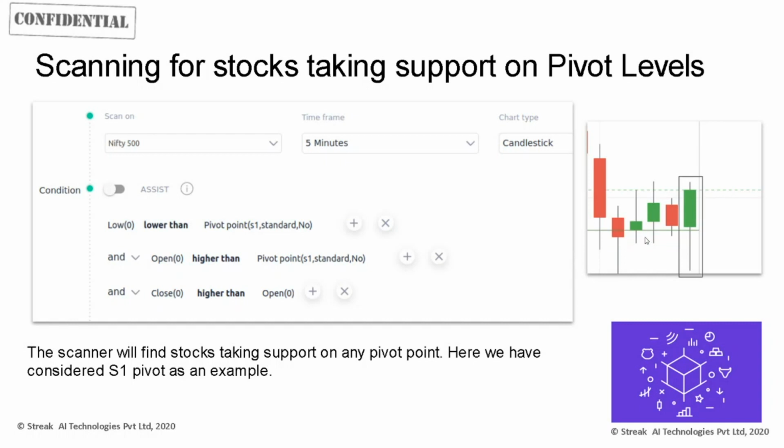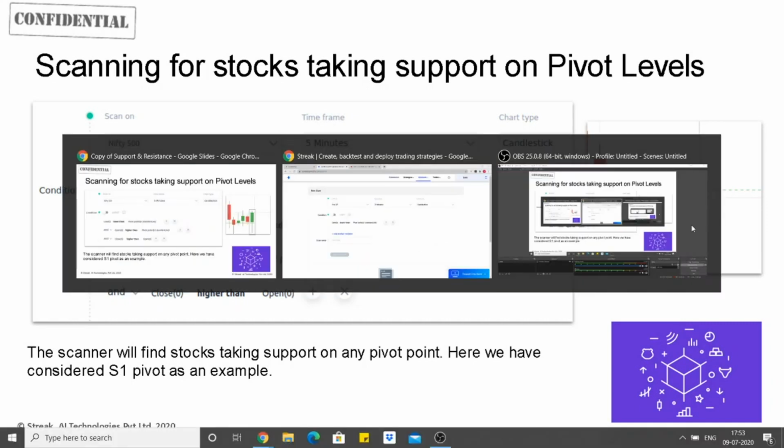So coming back to this, here we can see that the price tried to break below the S1 level over here, but there was a pushback, there was buying pressure, which is why the price closed above the pivot point line and it turned out to be a green candle. Now this is what we consider a bullish signal, which is why we are trying to scan for it.